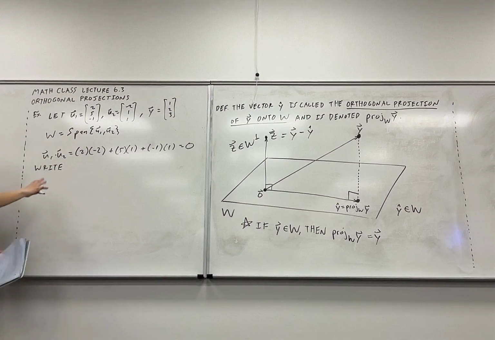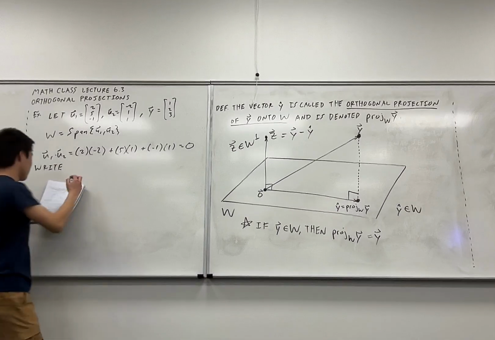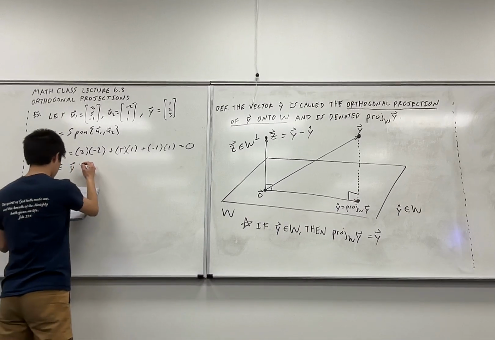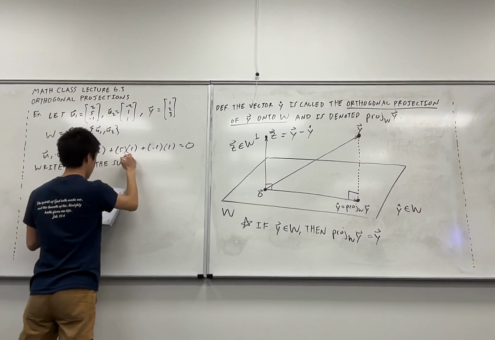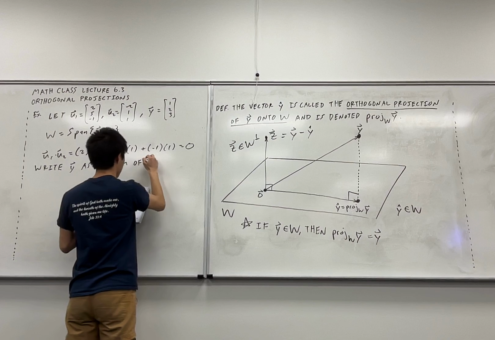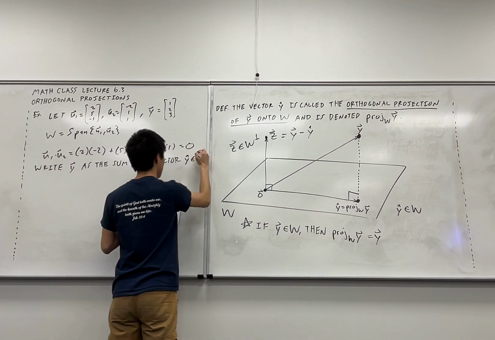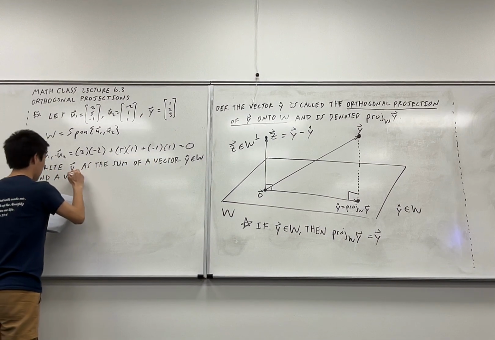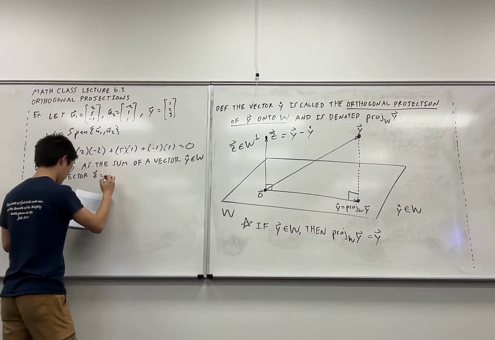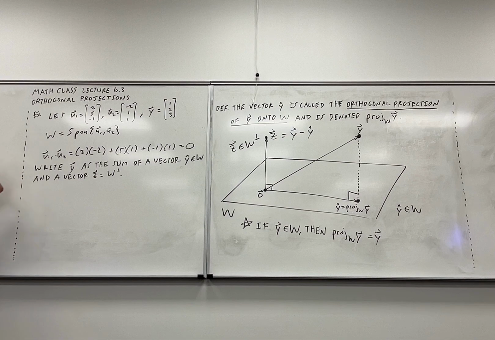Now say you were asked to do this. Here's one of many ways this problem type can be worded for you. Do not think this is the only way. This is one of like 4 alone in just the section. Write the vector y as the sum of a vector y hat in the subspace W and a vector z in W perp.